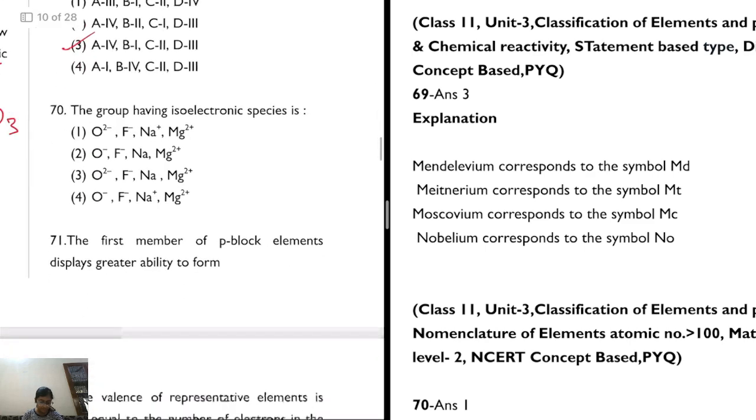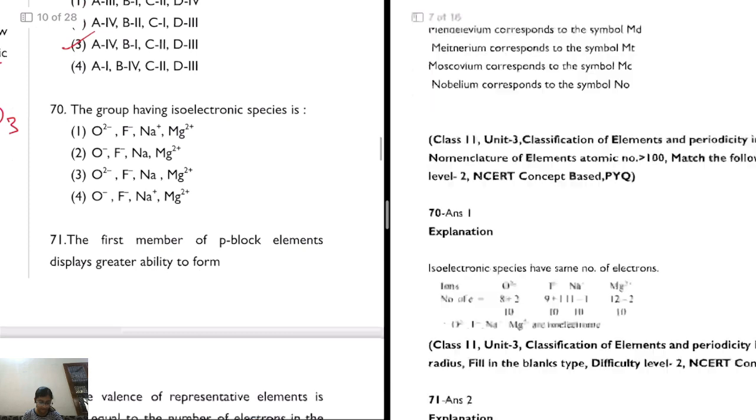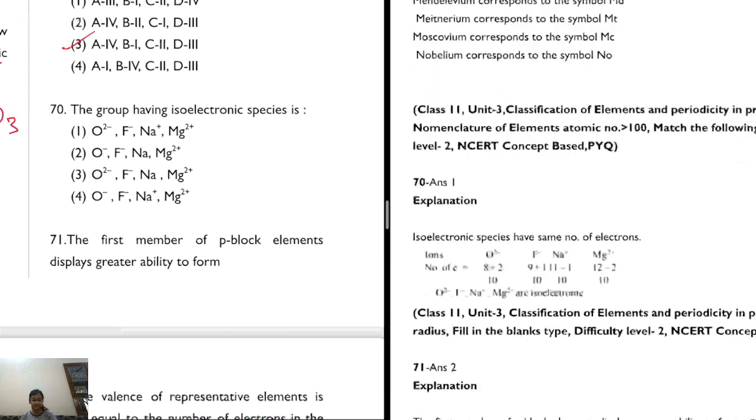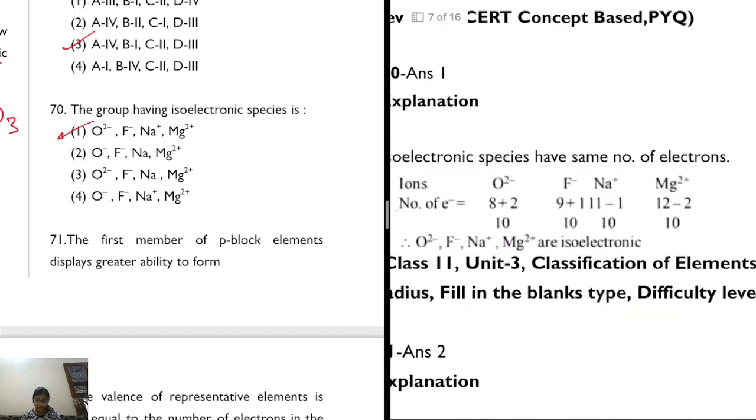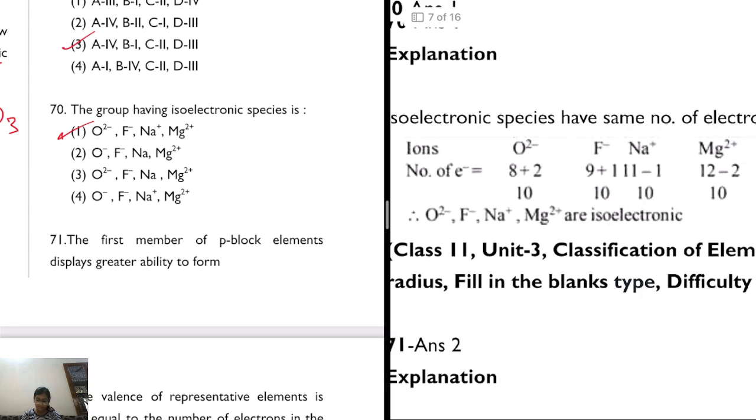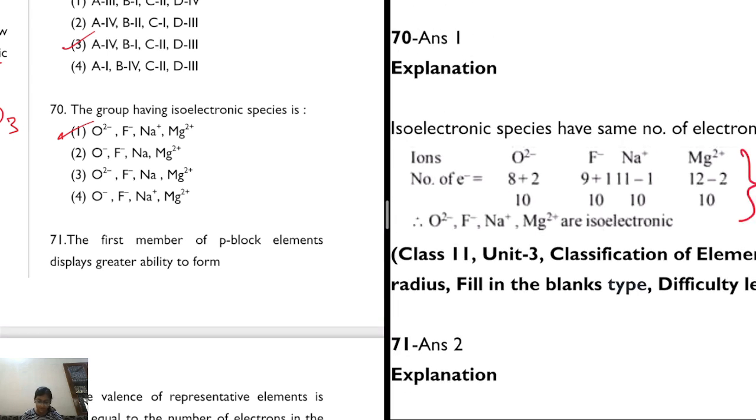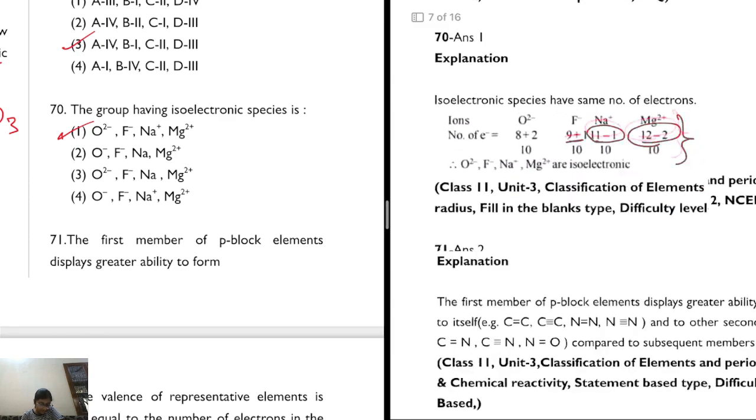In the next question, we have been asked which of the following are the isoelectronic species, that is, having the same number of electrons. So our correct answer would be this. Let's see why. Because this is the number of electrons: 8 plus 2, 9 plus 1, and 11 minus 1, and 12 minus 2 from the atomic number. We will be subtracting or adding the electrons. So that is why this is isoelectronic. Let's see the next question.